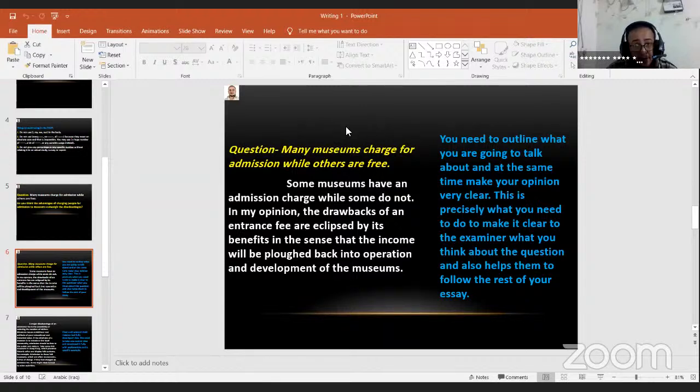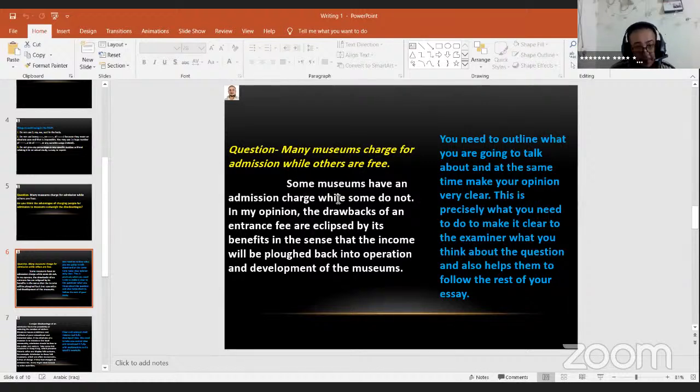Many museums charge for admission while others are free. Some museums have an admission charge while some do not. If you just notice here, some museums have an admission charge while some do not. It gives the same precise meaning as the statement in yellow, "Many museums charge for admission while others are free," but it's written in other words.